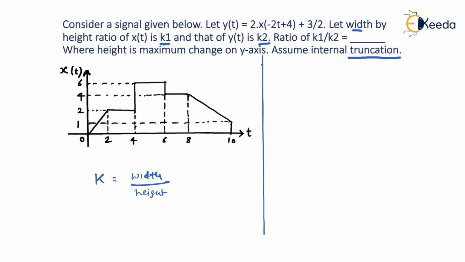Understand? When it is K1, width and height belong to x of t, and when it becomes K2, it becomes width and height of y of t. Is that right? And what you have to find is K1 by K2. So here, if I want to go for K1, this is readily available to me. As you can see, what is the width of this? It is 10. And what is the height of this? As you can see, it is 6. So width by height, if you do, which is 10 by 6, it becomes 5 by 3. So what we have is the value of K1 here.